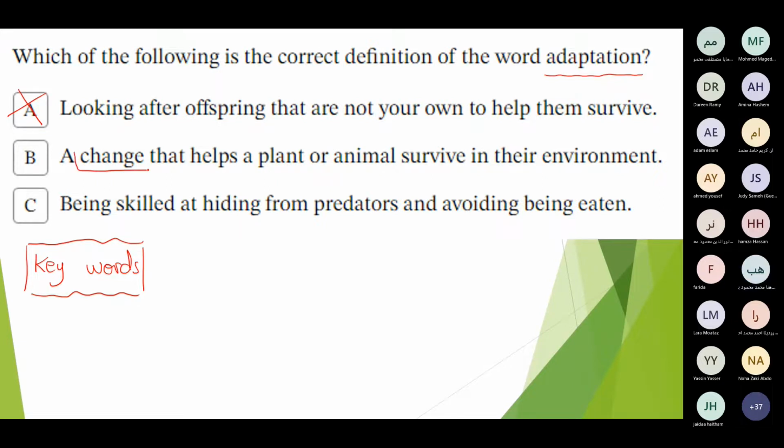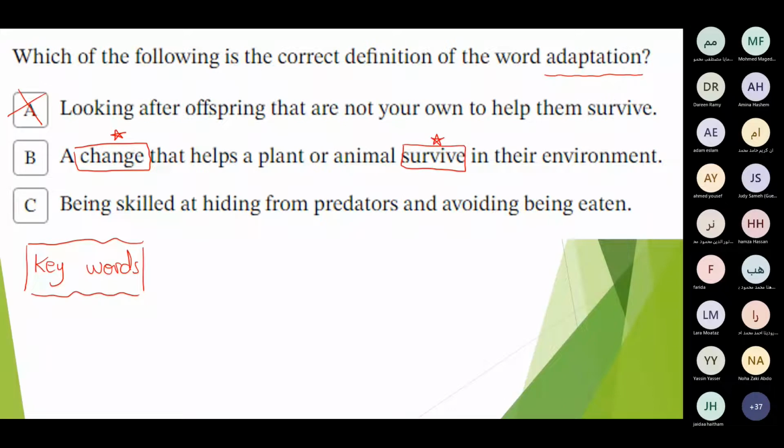Excellent, Hannah. برافو عليكي. Yes, this is a key word. So I'm going to put a star. Okay? A change that helps a plant or animal survive in their environment. What is the other key word? Survive. Yes, smart girl. Thank you.